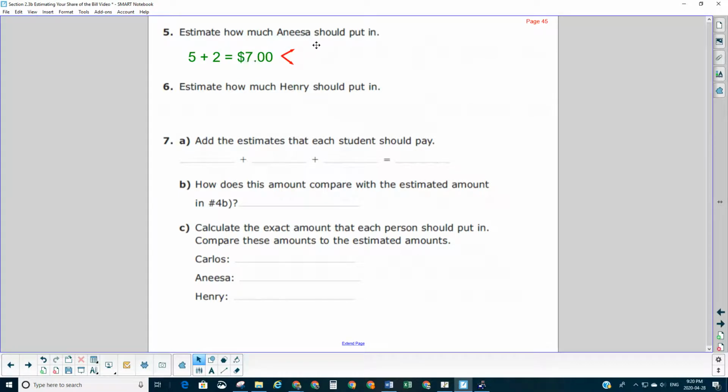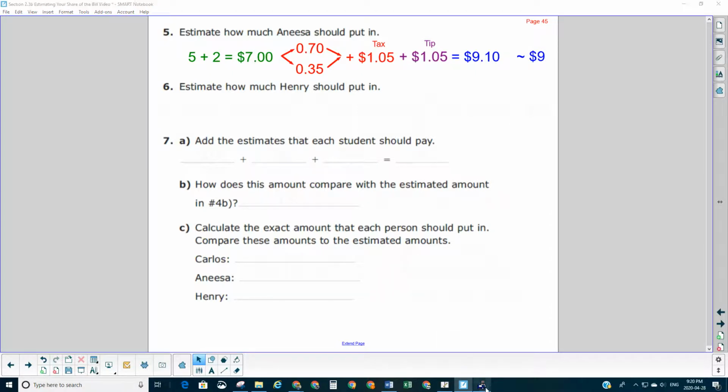10%, move one decimal place to the left, is 70 cents. Half of that is 35. Add that together and we get $1.05. The tip is going to be exactly the same amount, $1.05. And then we can add all this up: $7 plus $1 plus $1 makes 9, and 5 and 5 cents is $9.10. But we're going to say that she can put in about $9.